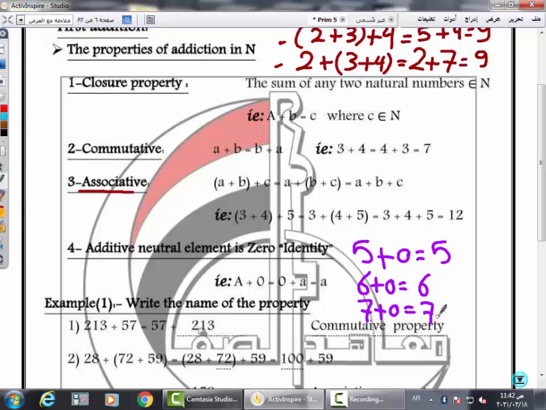We look at the problems and observe what happened. If we add 0 to any number, the result will be the same number. 5 plus 0, 5. 6 plus 0, 6. 7 plus 0, 7. 8 plus 0, 8. Or 0 plus 5, 5. 0 plus 6, 6. 0 plus 7, 7. Okay? Then any number is called A. A plus 0 equals 0 plus A equals the same number, which is A.